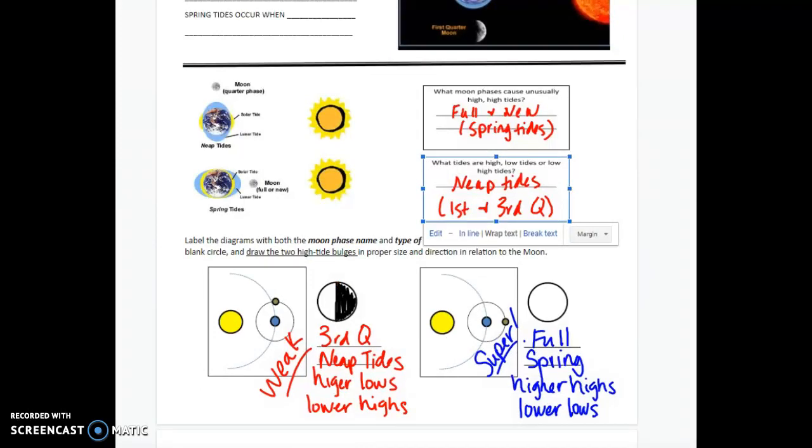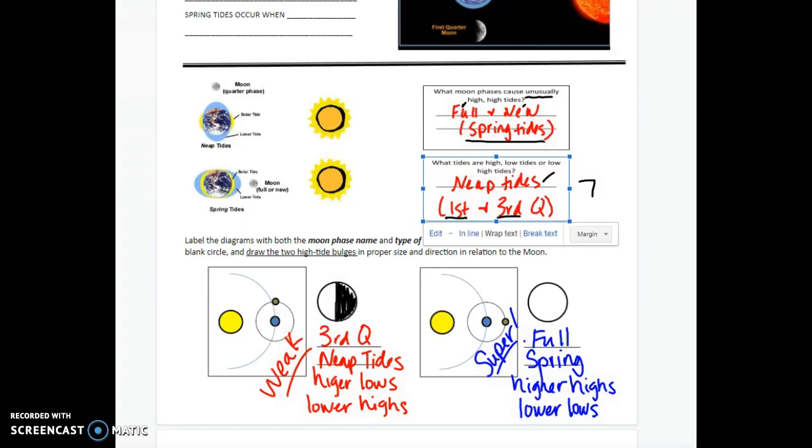Just a little more regarding the spring and neap tides. What moon phase causes unusually high highs? Of course, that is when the sun, the moon, and the earth are in line during the full and the new moon both, and we call those the spring tides. What tides are high and high-low tides or lower-high tides? Those are your neap tides. That's when the moon and the sun and the earth are at right angles with each other, giving us during the first and third quarter.